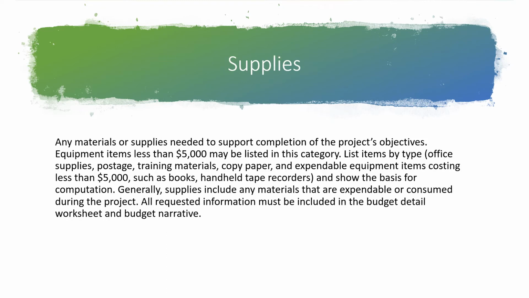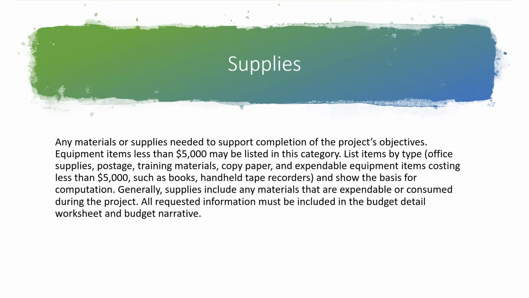Why is it important? Supplies then, of course, as I just mentioned, are the materials and supplies needed to support the completion of a project's objectives. Equipment items less than $5,000 may be listed in this category, right? So those are things that you might keep, right? Like a computer that would outlast, but they're not really big expenses. And list items by type.